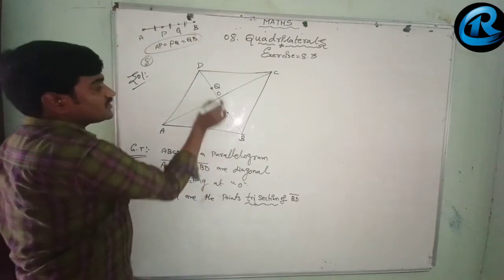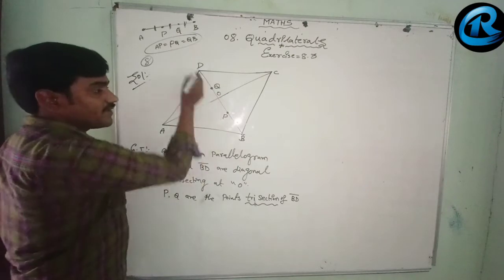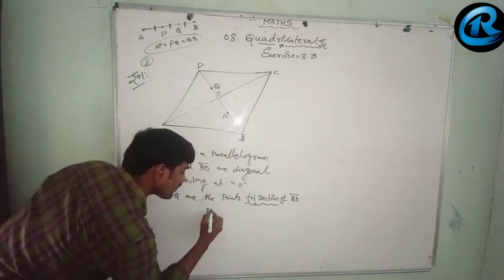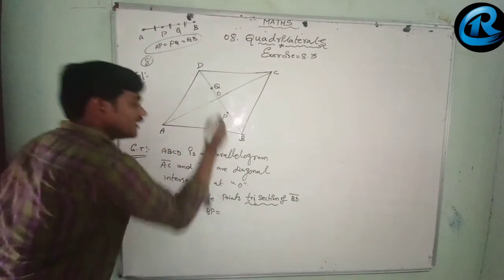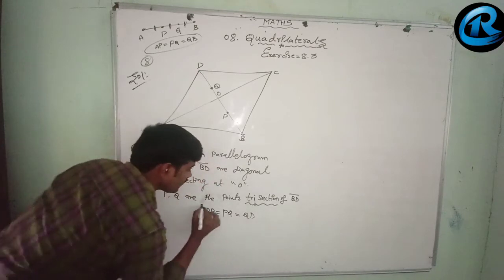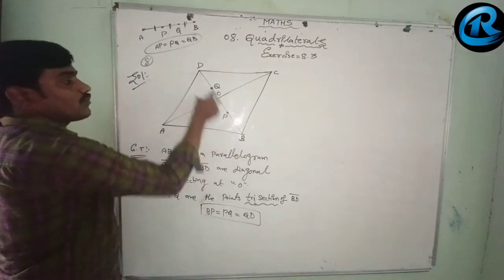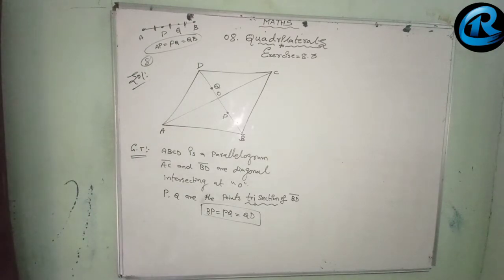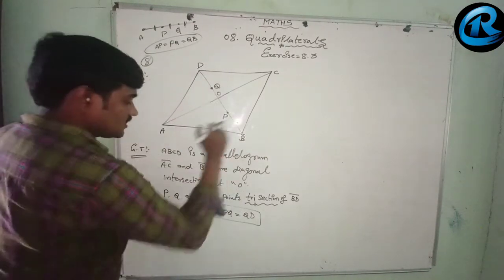You can see if this P and Q are trisection points on the BD, hence we can write now here BP is equal to PQ is equal to QD. These are the trisection points dividing into 3 equal parts. That is called trisection points.